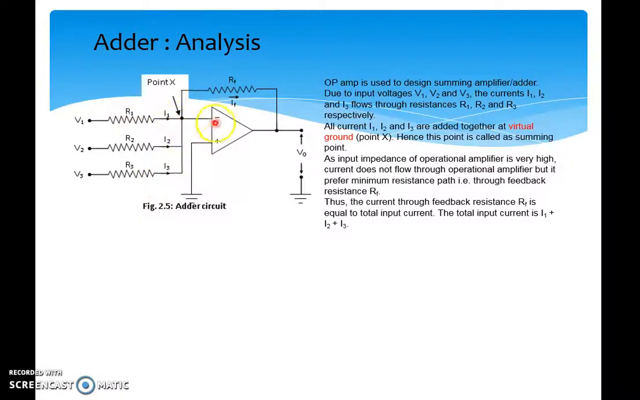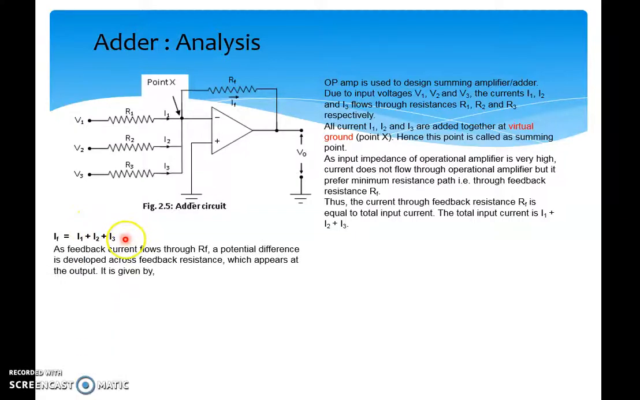As the input impedance of the op-amp is infinite, practically very high, no current flows through this input terminal. So the sum of the currents flows to the feedback, and therefore the current flowing through the feedback is nothing but the sum of I1, I2 and I3. So the feedback current IF is I1 plus I2 plus I3.